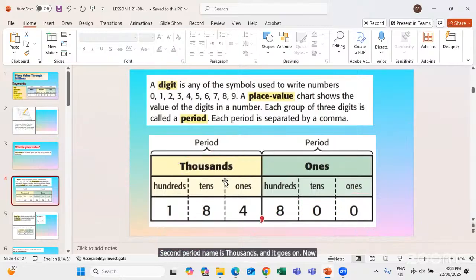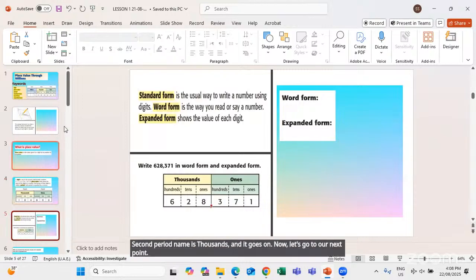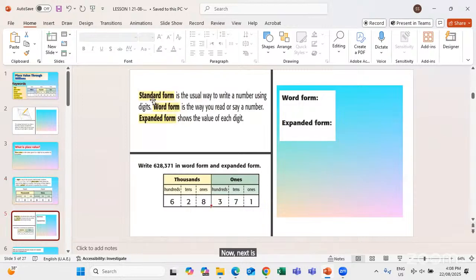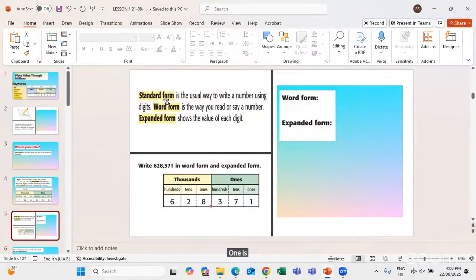Now let's go to our next point. Now next is standard form. When we write the numbers, we have different ways of writing the numbers. One is a standard way, then we have word form, and then we have the expanded form as well. Now here what is happening?